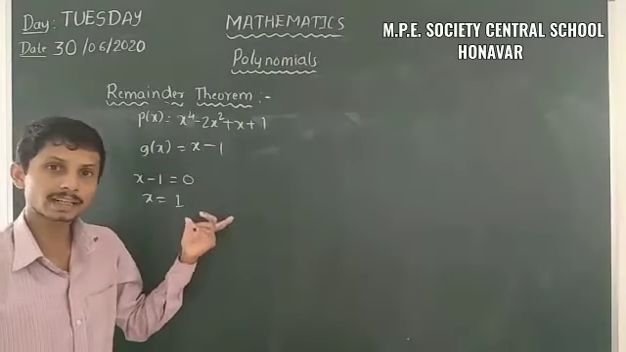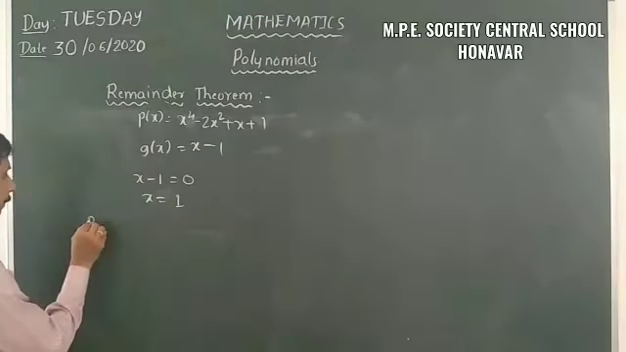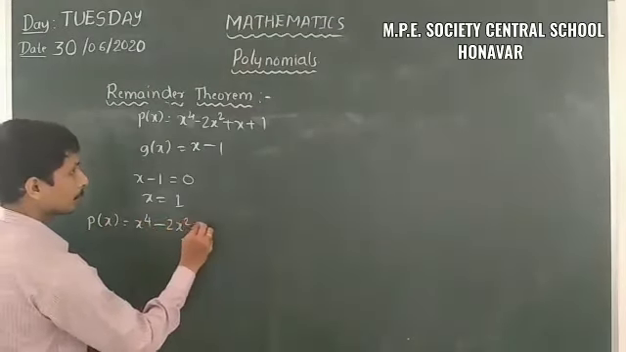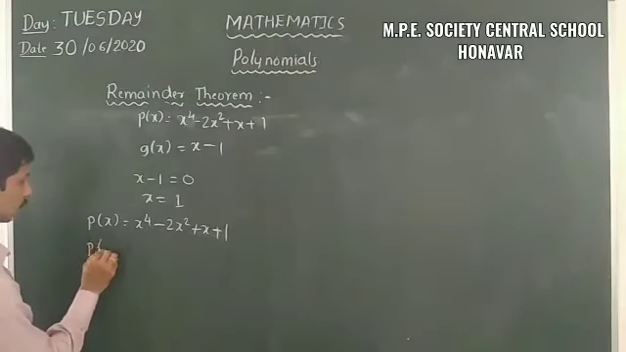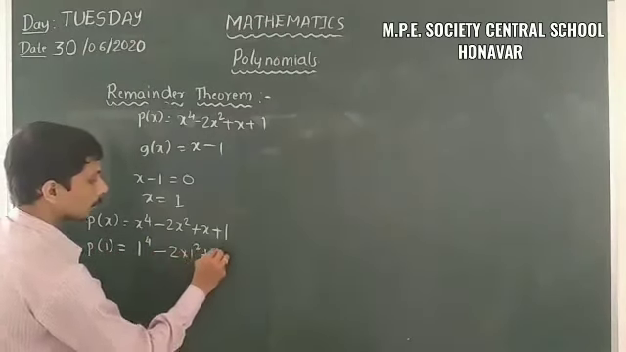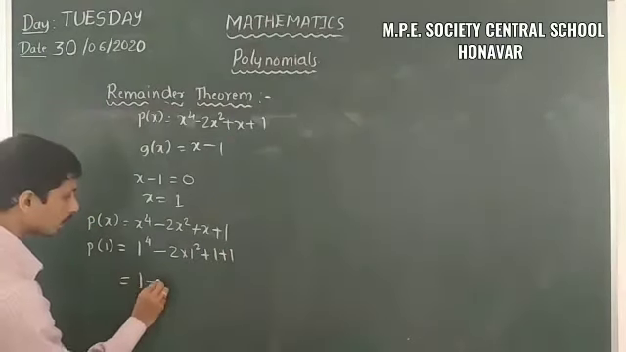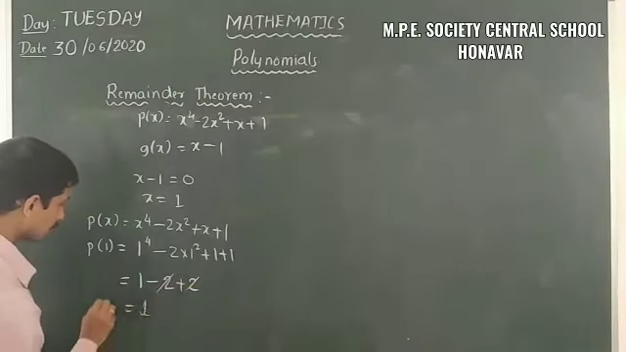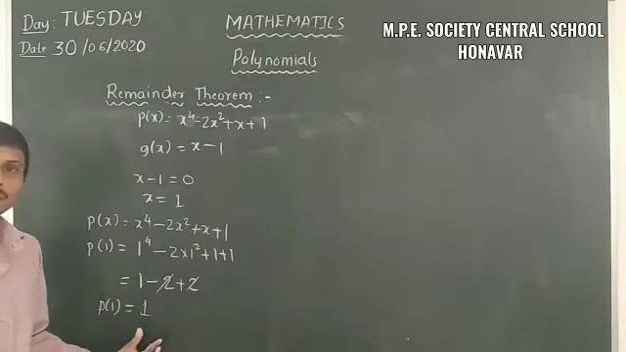That means we have to directly substitute x is equal to 1 into that equation. So P of x is equal to x raised to 4 minus 2x square plus x plus 1, and we substitute the value x is equal to 1. P of 1 is equal to 1 raised to 4 minus 2 into 1 square plus 1 plus 1. So it is equal to 1 minus 2 plus 2, which is 1. So we got the remainder after division as 1.